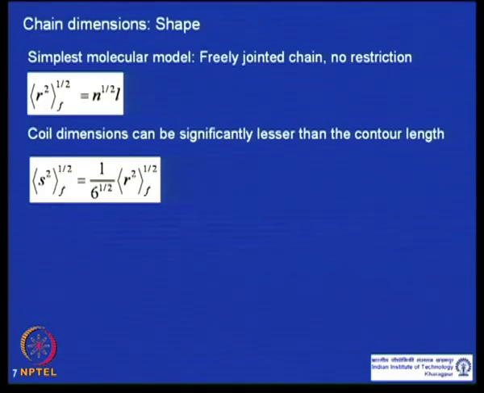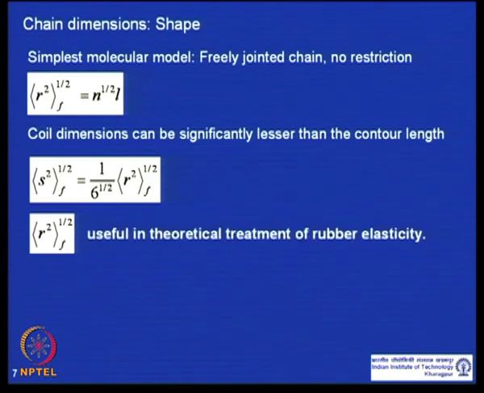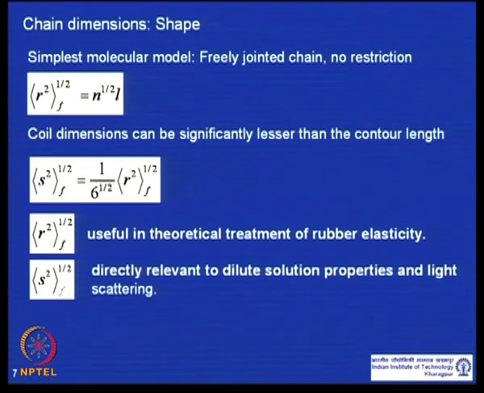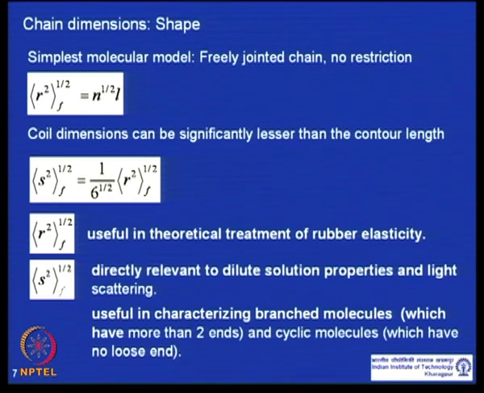As we have seen, it can be shown that the radius of gyration can be found from the root mean square (RMS) end to end distance. And as I said earlier, the RMS end to end distance is useful for rubber elasticity, and the radius of gyration is useful for dielectric properties and light scattering, and it can also be useful for branched molecules and cyclic molecules.